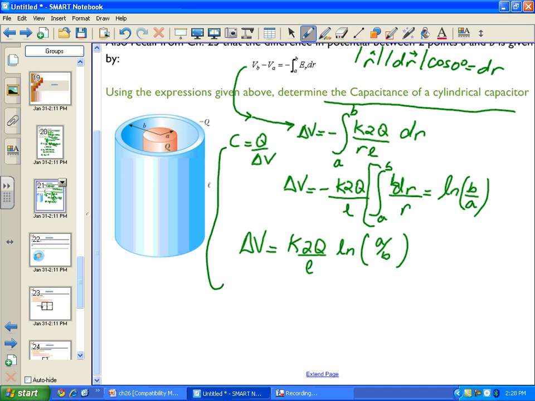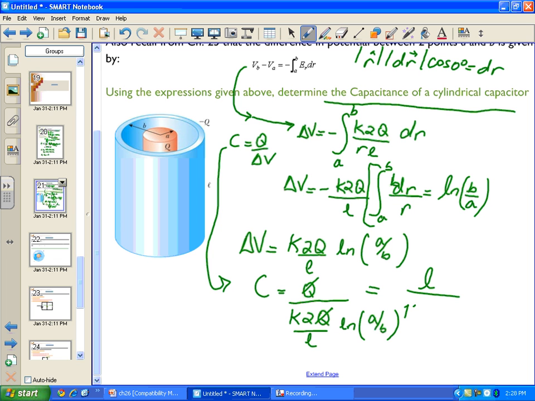Now we come back over here. C is equal to Q over delta V. Delta V is K 2Q divided by L times ln of A over B. The Q's cancel, and we're left with an expression of L divided by K times 2 times the natural logarithm of A over B.